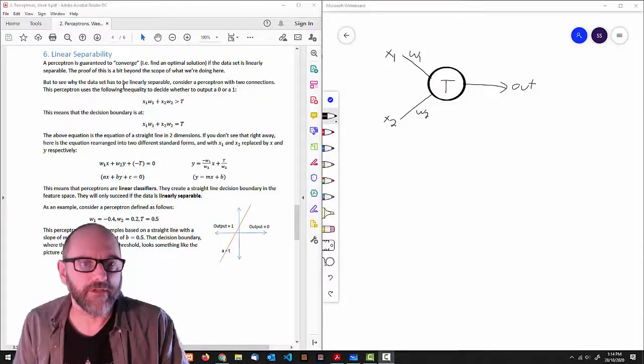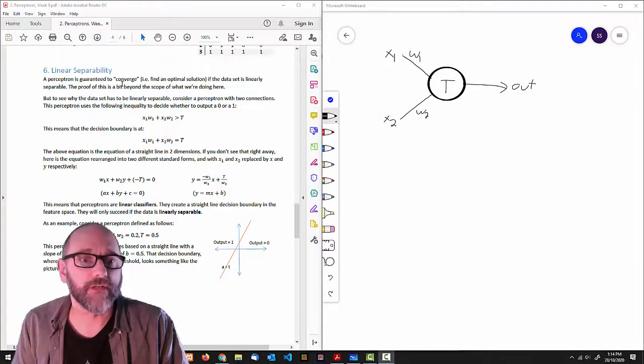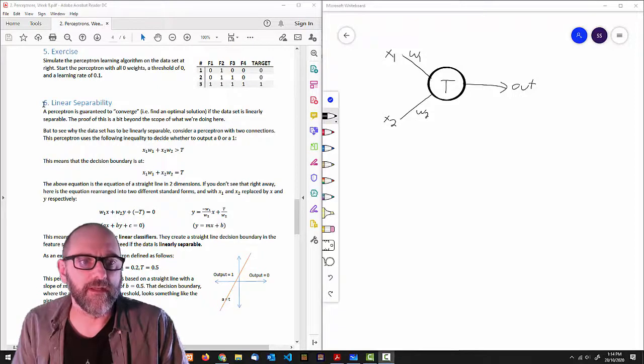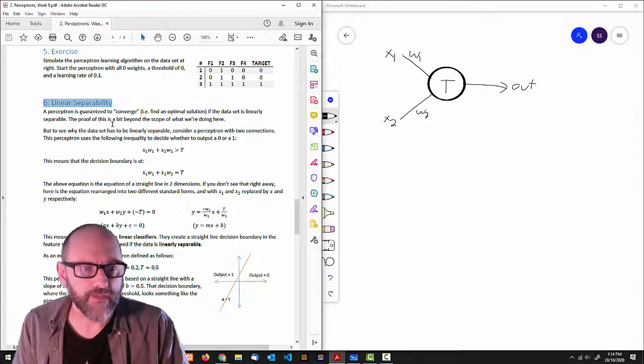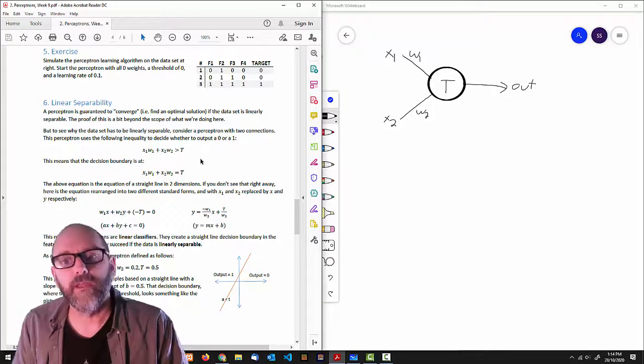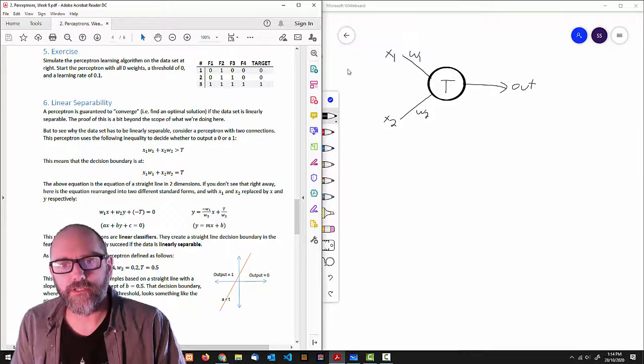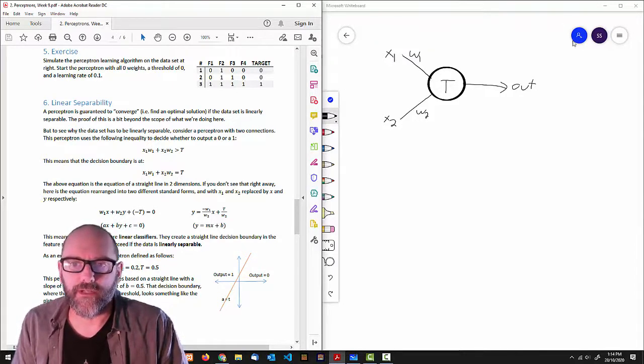And before I get to the actual algorithm and the assignment, I want to show you a sort of famous and important result in terms of the power of perceptrons. So if you take a look here, I'm in section 6, linear separability. And I want you to consider a 2-input perceptron like this over here.